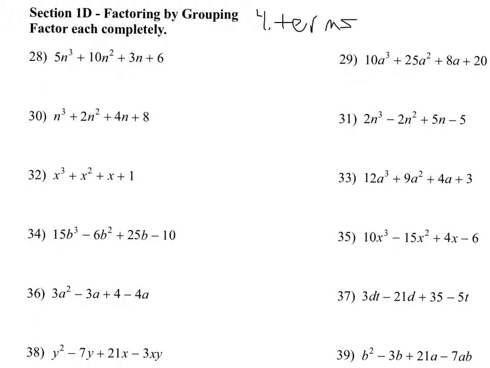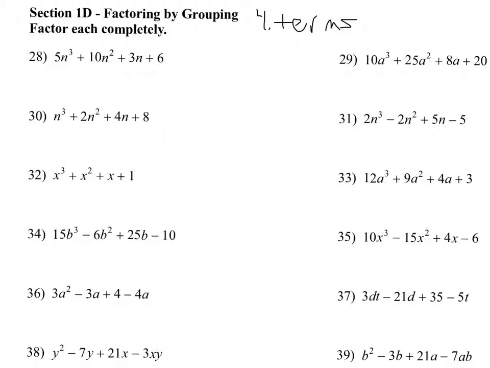You're going to group the first two terms together, and then you're going to group the last two terms and factor a common factor out of those. And then we'll look at what's left and factor, and typically this will factor into two binomials multiplied together.